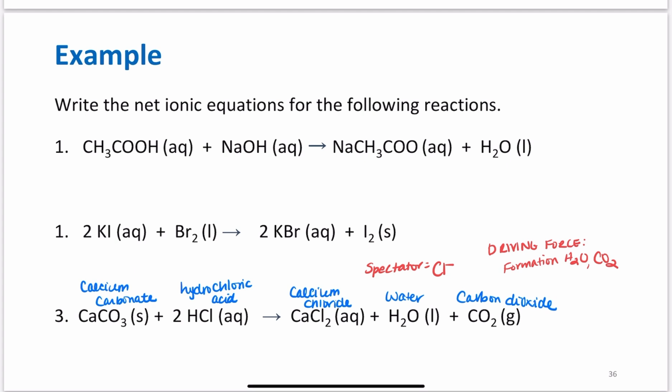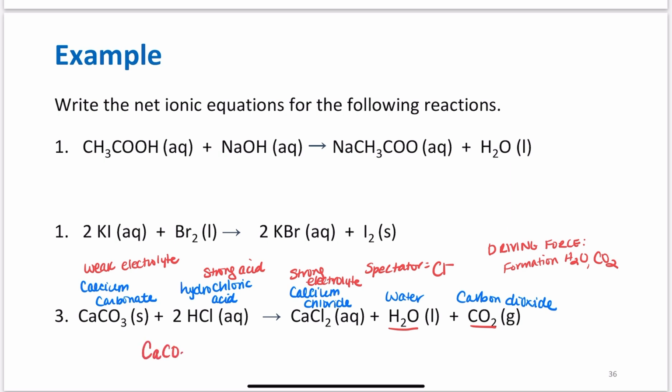You can write out the full total ionic if you need to, but if you recognize what's being formed and what it's being formed from, it can oftentimes get you there a little bit faster. Calcium carbonate is a weak electrolyte. It is not soluble. Hydrochloric acid is a strong acid, so it is a strong electrolyte. Calcium chloride is a strong electrolyte because it is a soluble salt. Water and CO2 are both molecular compounds.